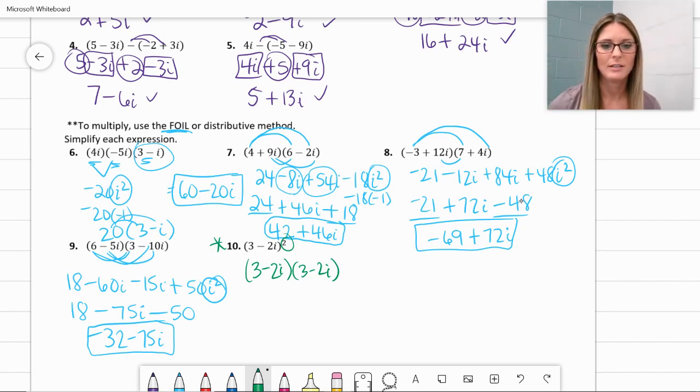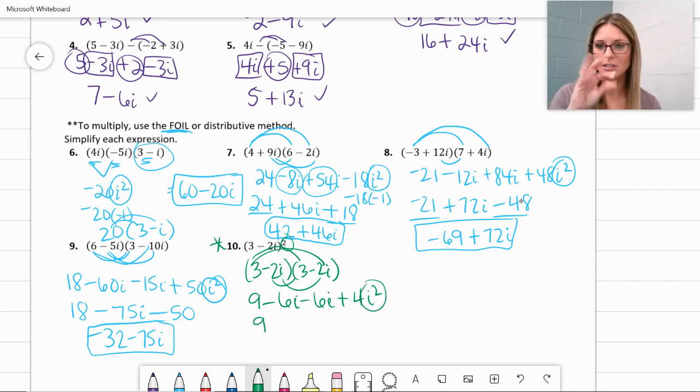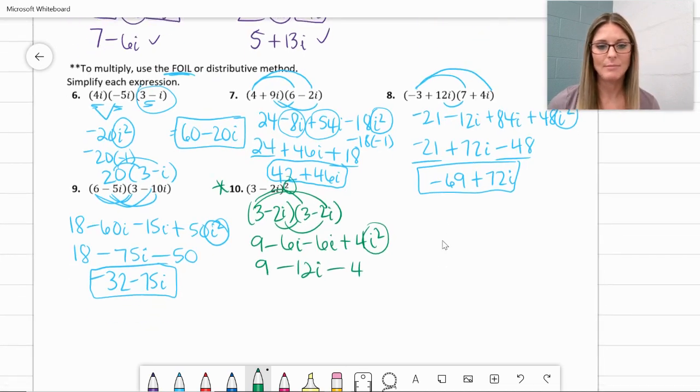Now multiply it. First, 3 times 3 is 9. Outer gives me negative 6i. Inner gives me another negative 6i. And last, positive 4i squared. 9. Combine your like terms in the center. Negative 6i minus 6i, negative 12i. And then we had 4i squared. That i squared is a negative 1, so I'm going to write negative 4. And combine my real pieces. 9 minus 4 is 5, minus 12i.